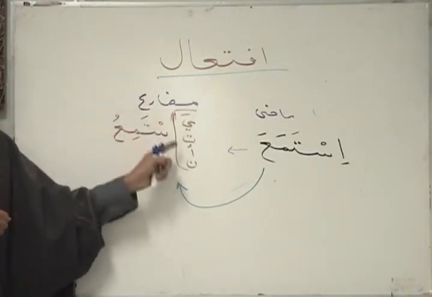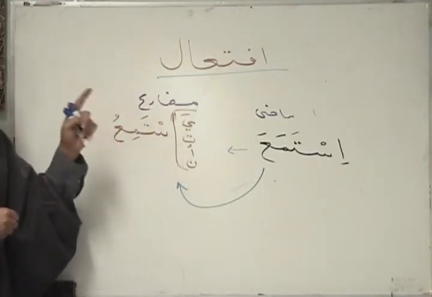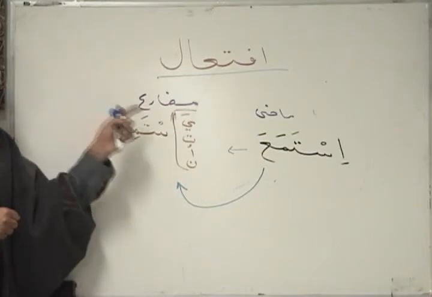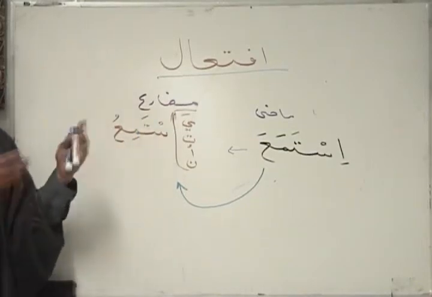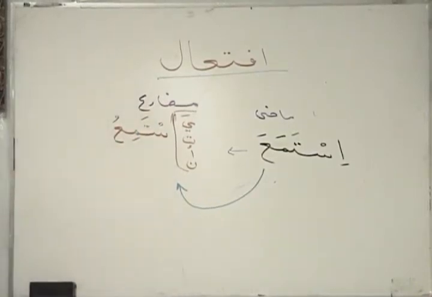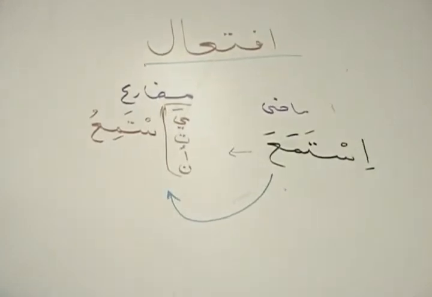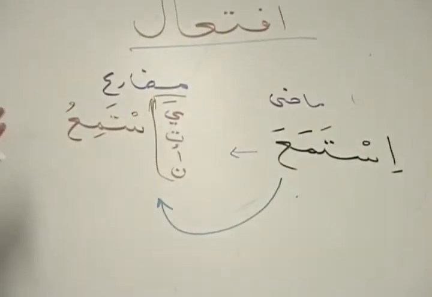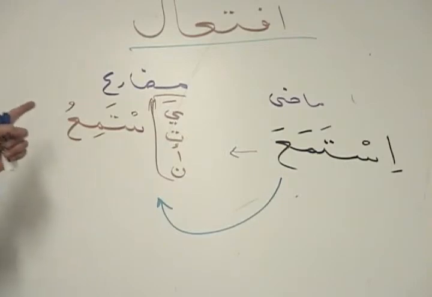Step number 1, drop the hamza from the beginning. Step number 2, add ya, ta, hamza, or nun, whichever is appropriate. Yastami'u, tastami'u, astami'u, nastami'u, whatever. Step number 3, leave everything alone and go to the one before last, give it a kasra. Step number 4, the last letter, give it a dhamma. From istama'a, that's how you make yastami'u.